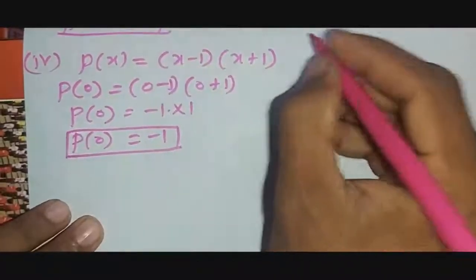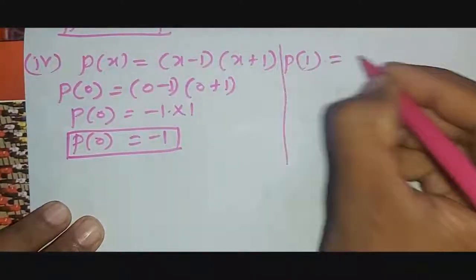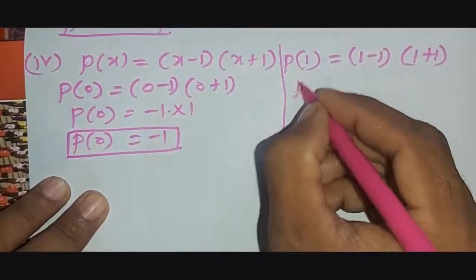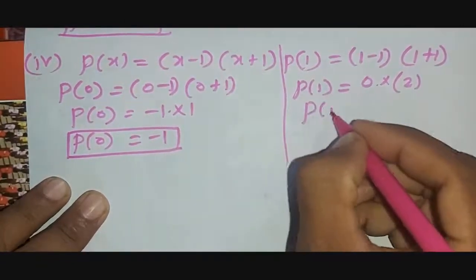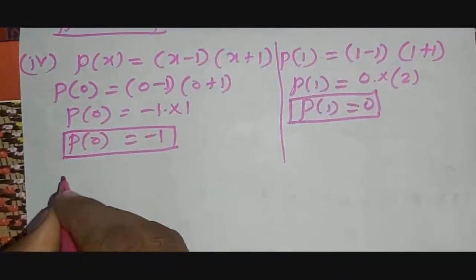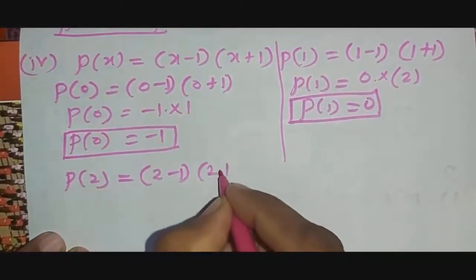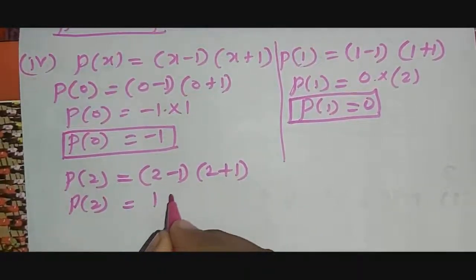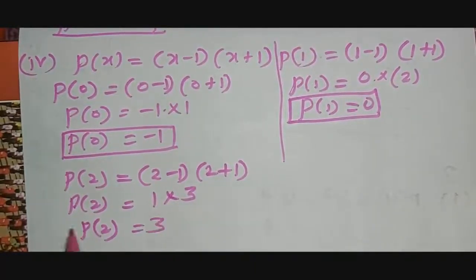And next, P of 1. P of 1 is equal to 1 minus 1 into 1 plus 1. 1 minus 1 is 0, 0 into 1 plus 1 is 2. P of 1 is equal to 0, since 0 into any number is 0 only. Okay, next P of 2. P of 2 is equal to 2 minus 1 into 2 plus 1. 2 minus 1 is 1 into 2 plus 1 is 3. P of 2 is equal to 3.